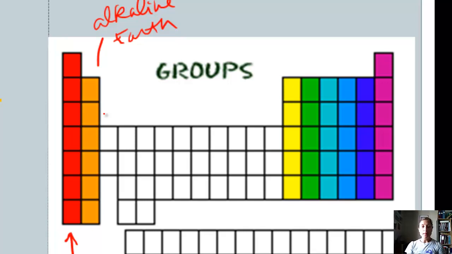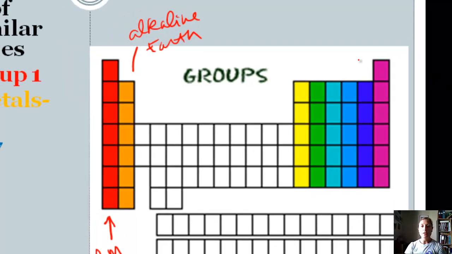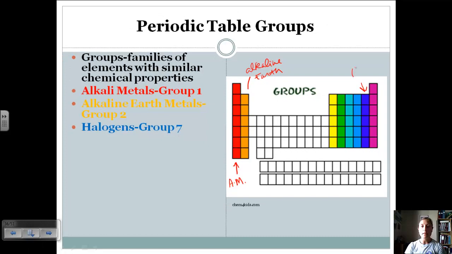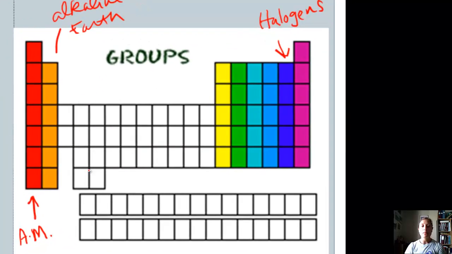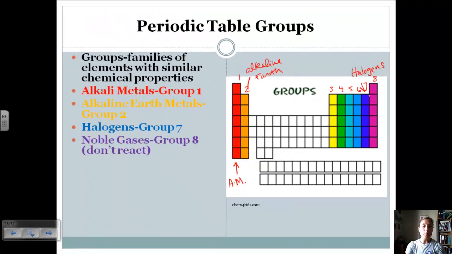Then we're going to skip that middle section for a second. We'll come back to it. We go to the halogens, which we're calling group 7. And the reason we call them group 7 is because we tend to skip this middle section. So we have 1, 2, 3, 4, 5, 6, 7, and then this purple group is 8. And that purple group is known as the noble gases.